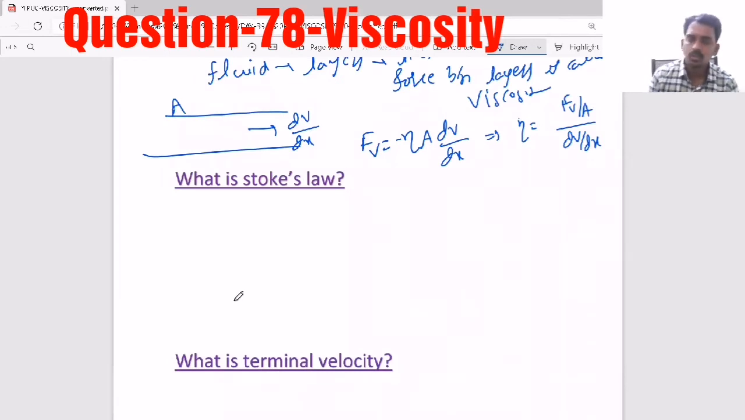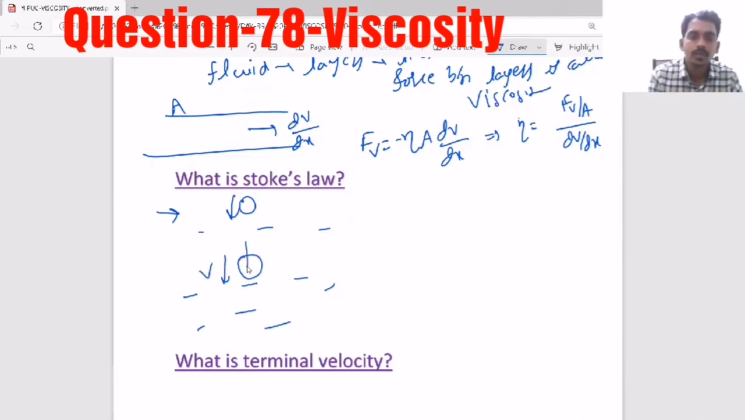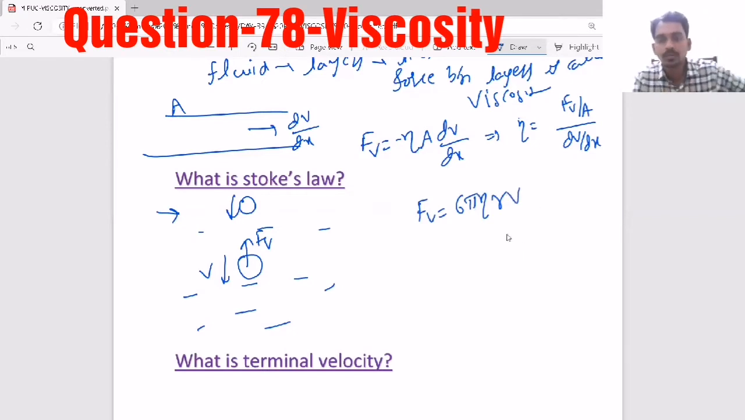Now, usually they will ask questions based on one important thing, that is Stokes law. That is, when there is a liquid and a spherical body dropped or thrown, then at any point when it is having velocity v, it experiences an upward force Fv. That Fv equals 6 pi eta Rv, where R is radius, v is speed, eta is coefficient of viscosity.